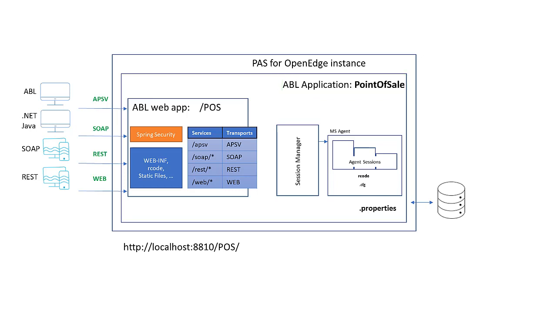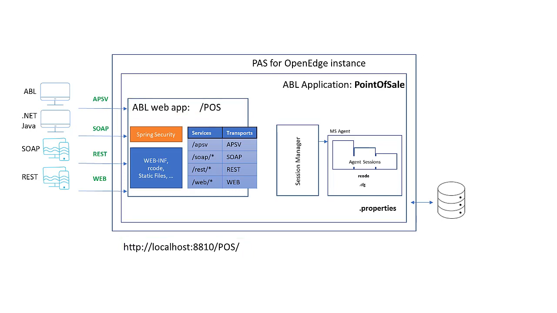An ABL application is a wrapper for an ABL web application, which is derived from oeabl.war, which hosts the transports, Spring security, and services to access and run the ABL code on the ABL application. The web application in our example is called POS for a point of sale application. There is no direct URI to the ABL application.